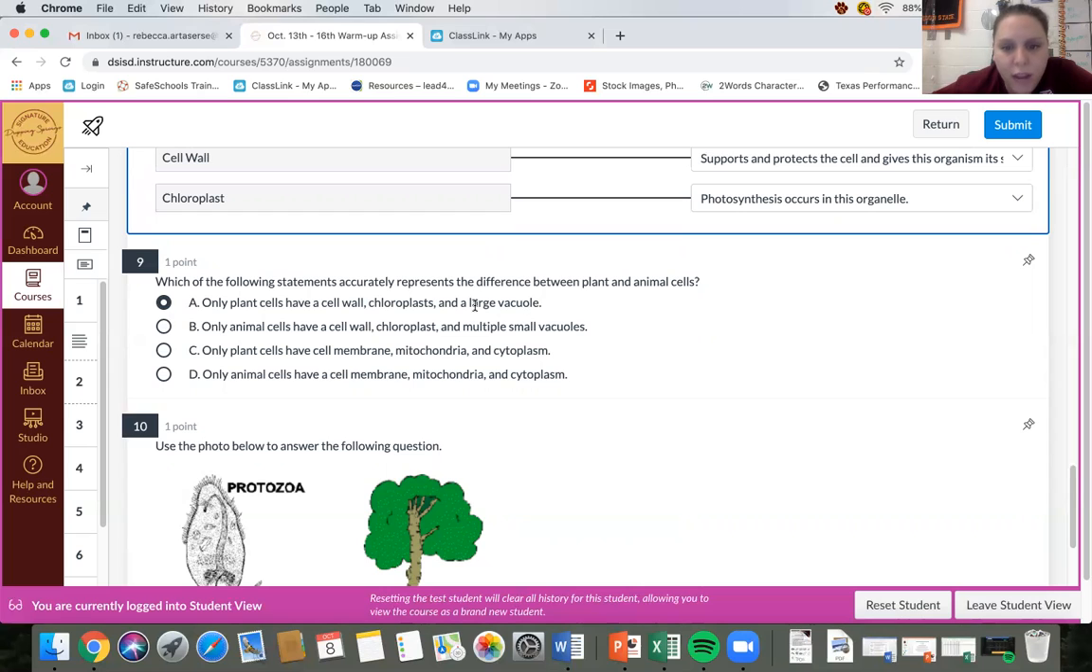And then again, a large vacuole. Our plant cells have a large vacuole where animal cells have multiple small vacuoles. So A is looking like a good choice. B, only animal cells have a cell wall, chloroplasts, and multiple small vacuoles. Well, that's not true. Again, animal cells don't need a cell wall, and we don't need chloroplasts. C, only plant cells have a cell membrane, mitochondria, and cytoplasm. No, that's not true. Both plant and animal cells have those organelles. D, only animal cells have a cell membrane, mitochondria, and cytoplasm. Again, we know that both plant and animal cells have those organelles. So A is our correct answer.